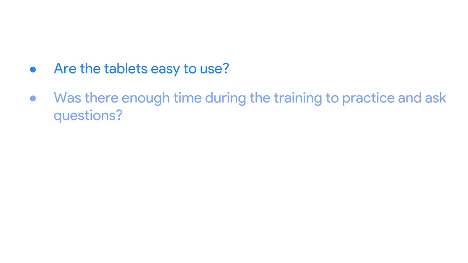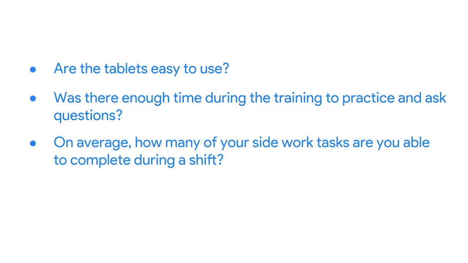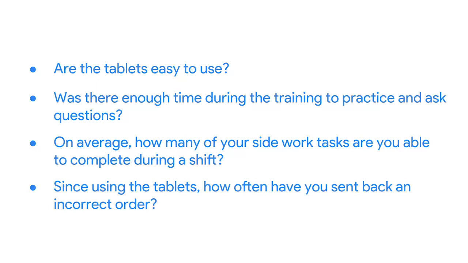Let's consider a specific example, the Sauce and Spoon evaluation question that asks, to what extent do tablets increase work performance? One of the indicators of work performance is how much side work the staff are able to complete during a shift. Some corresponding survey questions might be, are the tablets easy to use? Was there enough time during the training to practice and ask questions? On average, how many of your side work tasks are you able to complete during a shift? Since using the tablets, how often have you sent back an incorrect order? The answers to these questions will give you data to track and answer your evaluation questions.